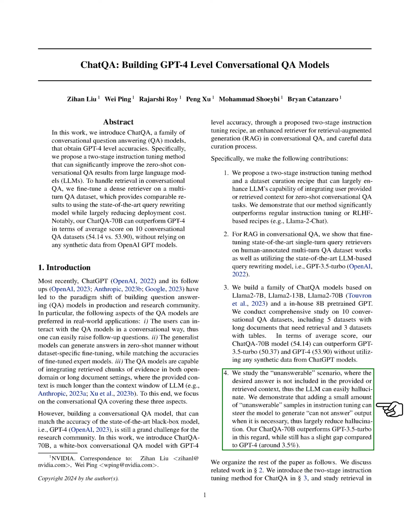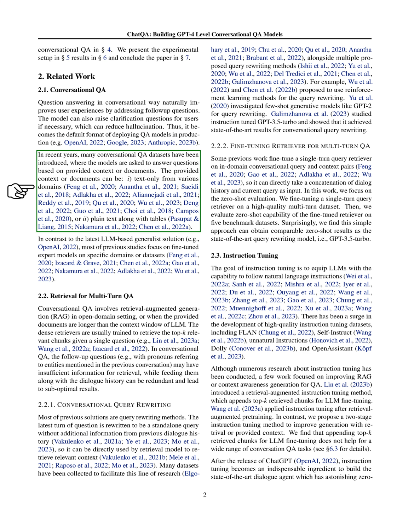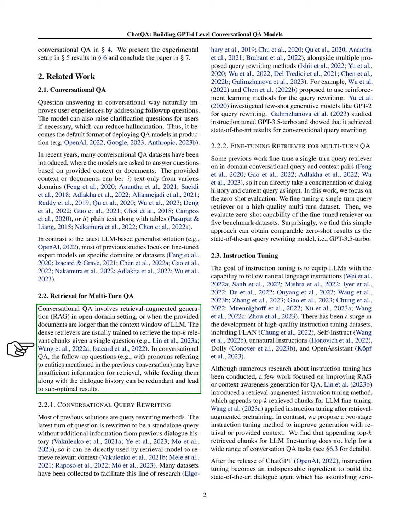Conversational QA improves user experiences by addressing follow-up questions and can also ask clarification questions from users if necessary, reducing hallucination. Many conversational QA datasets have been introduced, where the models are asked to answer questions based on provided context or documents. The provided context or documents can be text only from various domains, or plain text along with tables. Conversational QA involves retrieval augmented generation in open domain setting, or when the provided documents are longer than the context window of the language model.